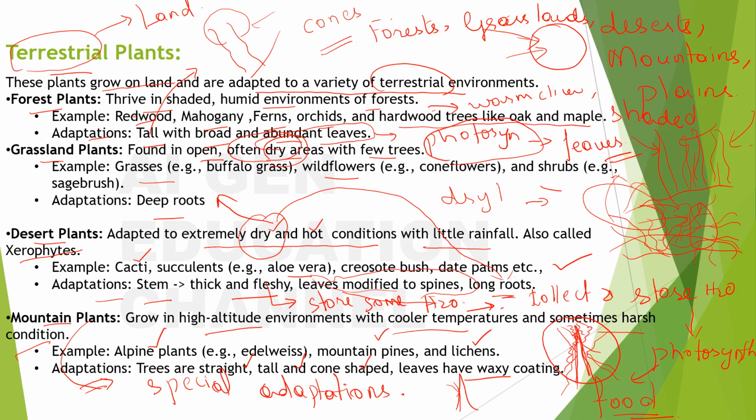Now the question in the Olympiad would be, in which type of plants you can find cones. Okay, so cones where seeds are present. Even this is important. Cones where seeds are present, you can find in the mountain plants. And these plants are cone shaped as such, right?